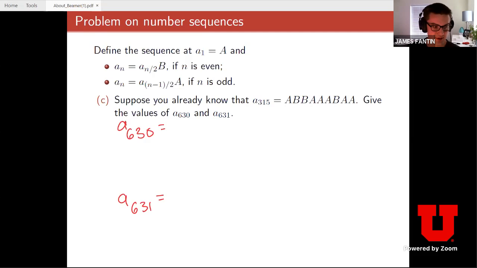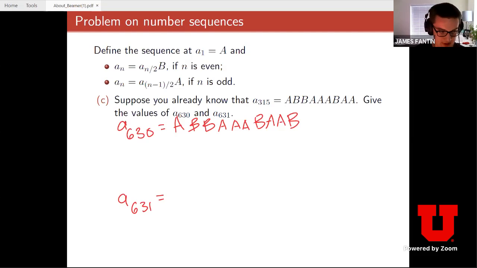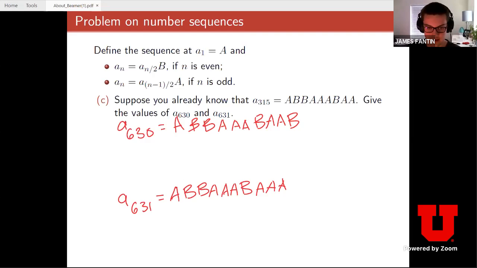Okay, so it looks like a lot of people are done. We got Xavier put an answer. So yeah, A, B, B, A, B, A, B. And then for 631, he said A, B, B, A, B, A. And that would be correct. It looks like a lot of people in chat agree with that.